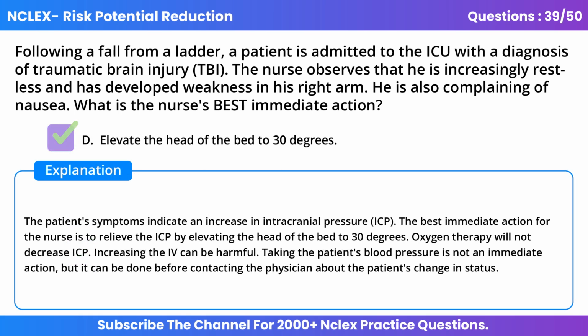The patient's symptoms indicate an increase in intracranial pressure, ICP. The best immediate action for the nurse is to relieve the ICP by elevating the head of the bed to 30 degrees. Oxygen therapy will not decrease ICP. Increasing the flow can be harmful. Taking the patient's blood pressure is not an immediate action, but it can be done before contacting the physician about the patient's change in status.